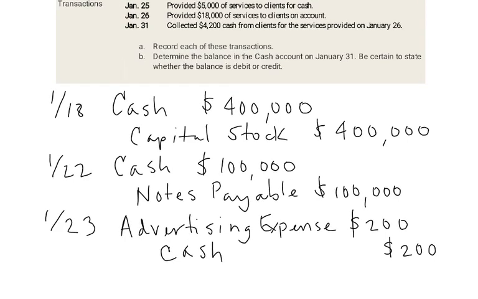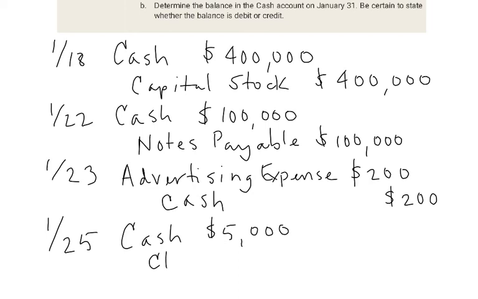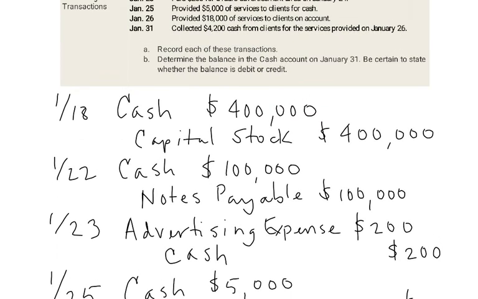Provided $5,000 of services to clients for cash. So I received cash from those clients. So my cash is going to increase with the debit entry, and I'm going to recognize that revenue in my client service revenue account. And that's income, and therefore gets increased with a credit entry. So let's move to January 26th.